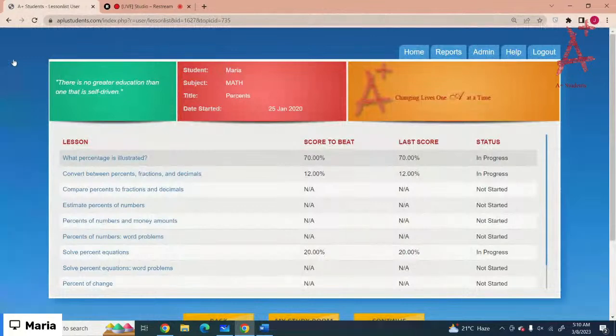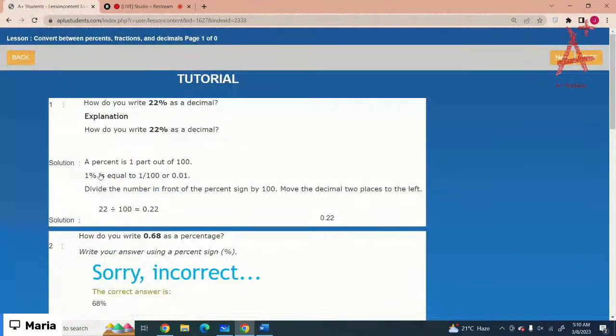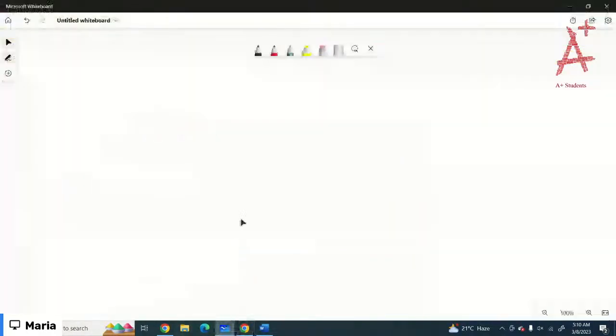Got it? Okay, the next one is convert between percents, fractions, and decimals. So now we're going to learn how to convert from percentages to fractions and decimals. Let's start with the first example. How do you write 22% as a decimal? So you have to write 22% as a decimal. Basically, 22% means 22 out of 100. Got it? So just divide 22 by 100.